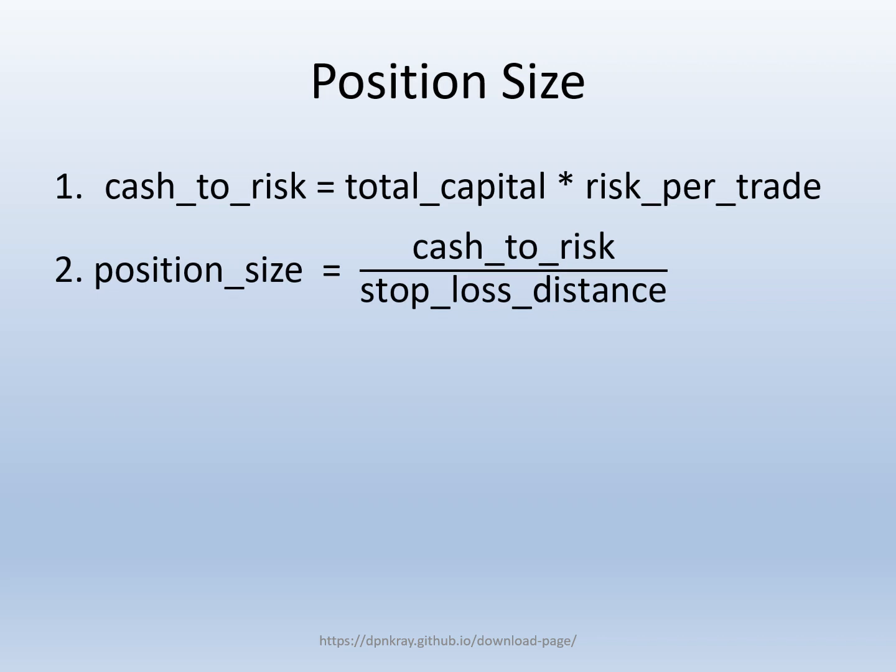So what is position size? First, cash to risk is total capital into risk per trade, and position size is cash to risk divided by stop loss distance.